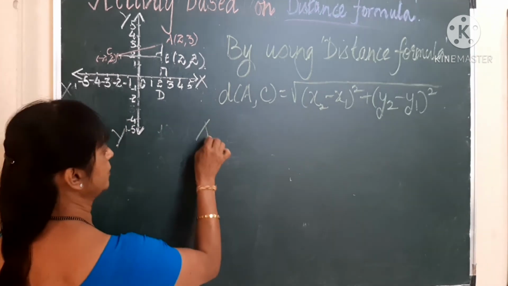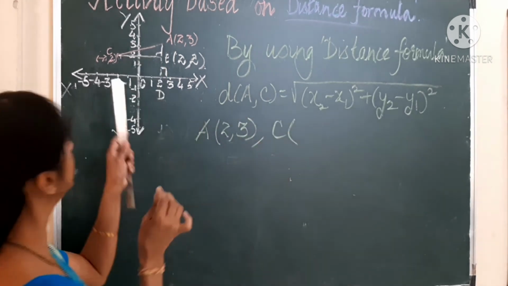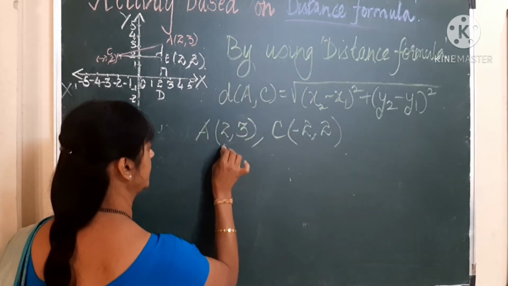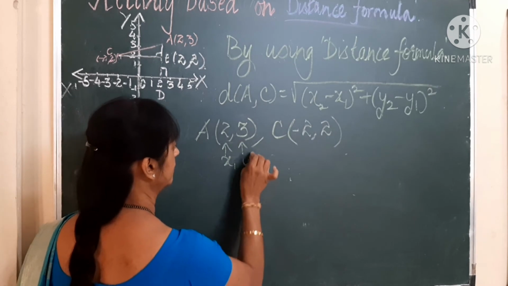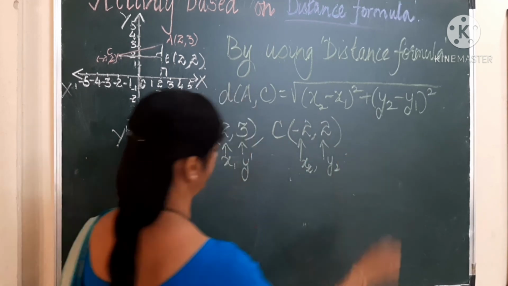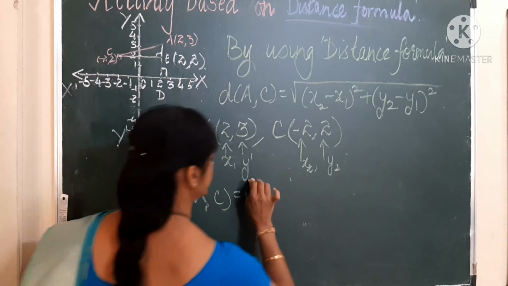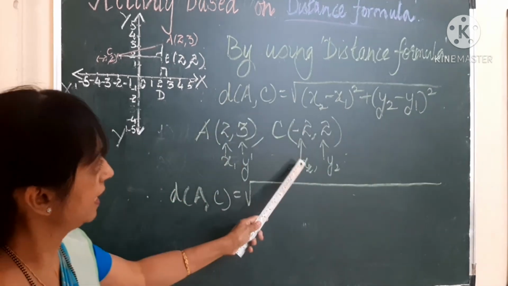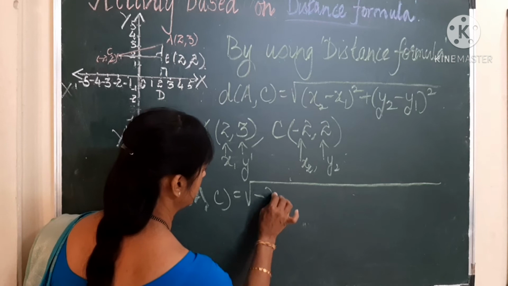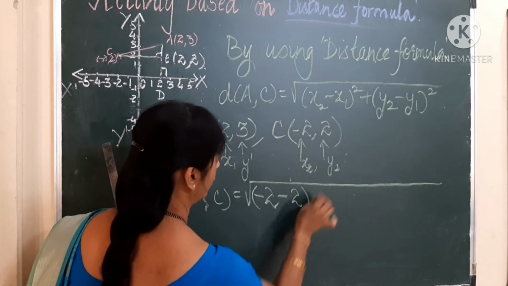A and C. So A has got coordinates 2, 3. C has been given the coordinates -2, 2. Let me put the first one as x1, y1. The other one as x2 and y2. Right. Let's substitute. So therefore, distance AC will be equal to square root of x2 minus x1. What is x2? Minus 2 minus x1. What is x1? 2. The whole square.